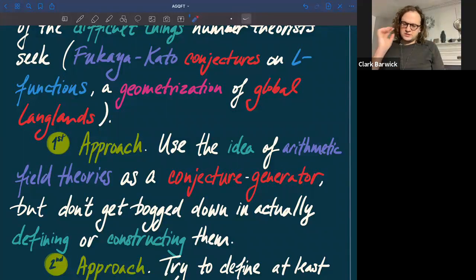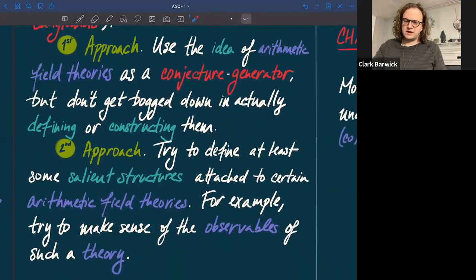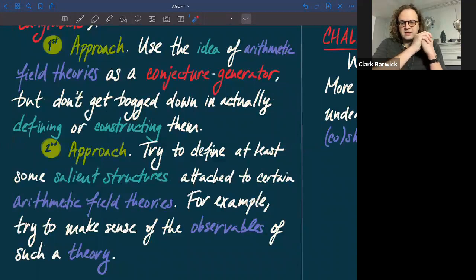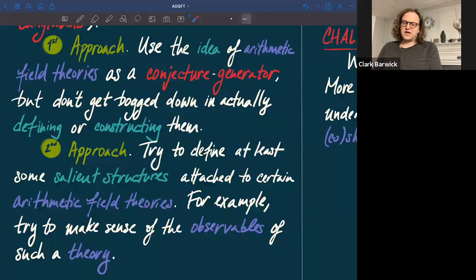So in any case, the question is, what do we do with this idea? I think there are two options. One is to simply take the idea of an arithmetic field theory as a conjecture generator. This is very much what I think is common in what David Ben-Zvi is doing right now. He is the most obvious example of someone doing this. You don't worry about what one actually means by any of these arithmetic field theories; you simply use them to generate more interesting conjectures.